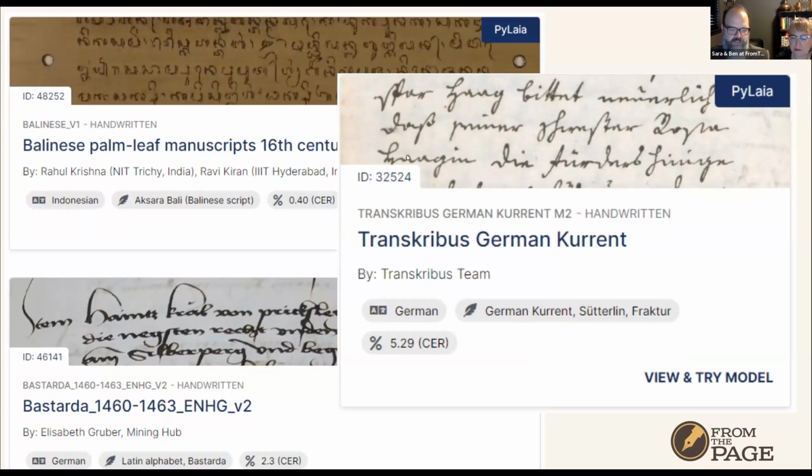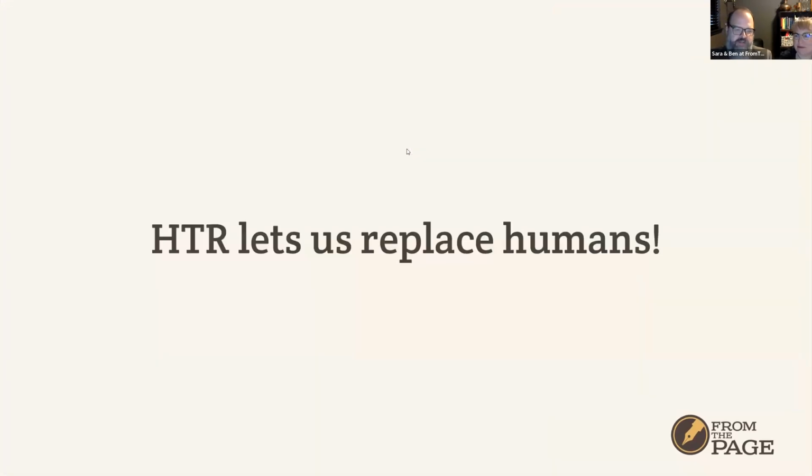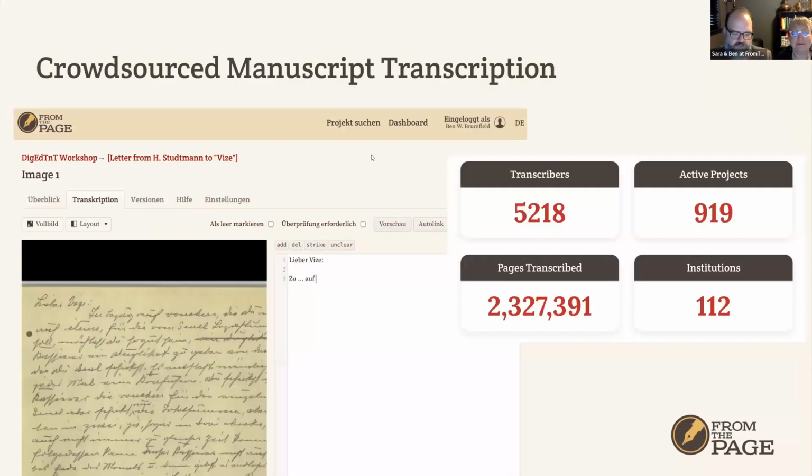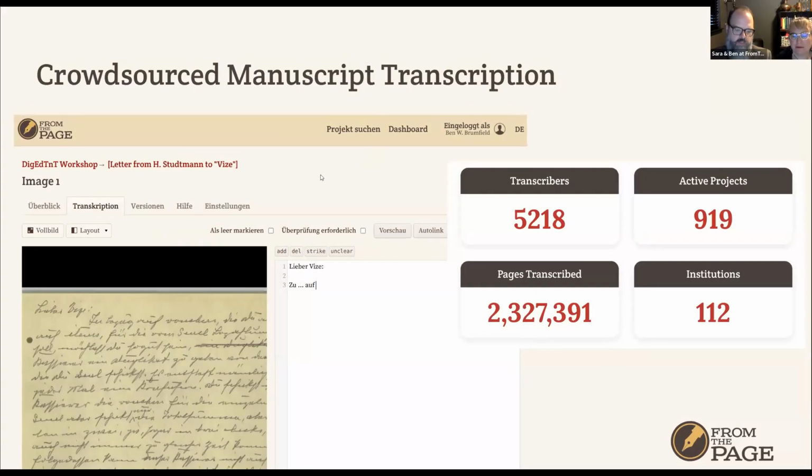Okay, so we've talked about HTR. The great thing about HTR is it lets us replace humans with machines, right? Well, not so fast. Maybe we're biased, but Sarah and I run FromThePage, a web-based platform for manuscript transcription. Unlike HTR, we use crowdsourcing and collaboration to transcribe documents. We've hosted hundreds of projects over the past few years, and our users have transcribed more than 2 million pages on the platform. So the question is, if HTR technology exists, why might the libraries and archives that we host want to keep human transcription?